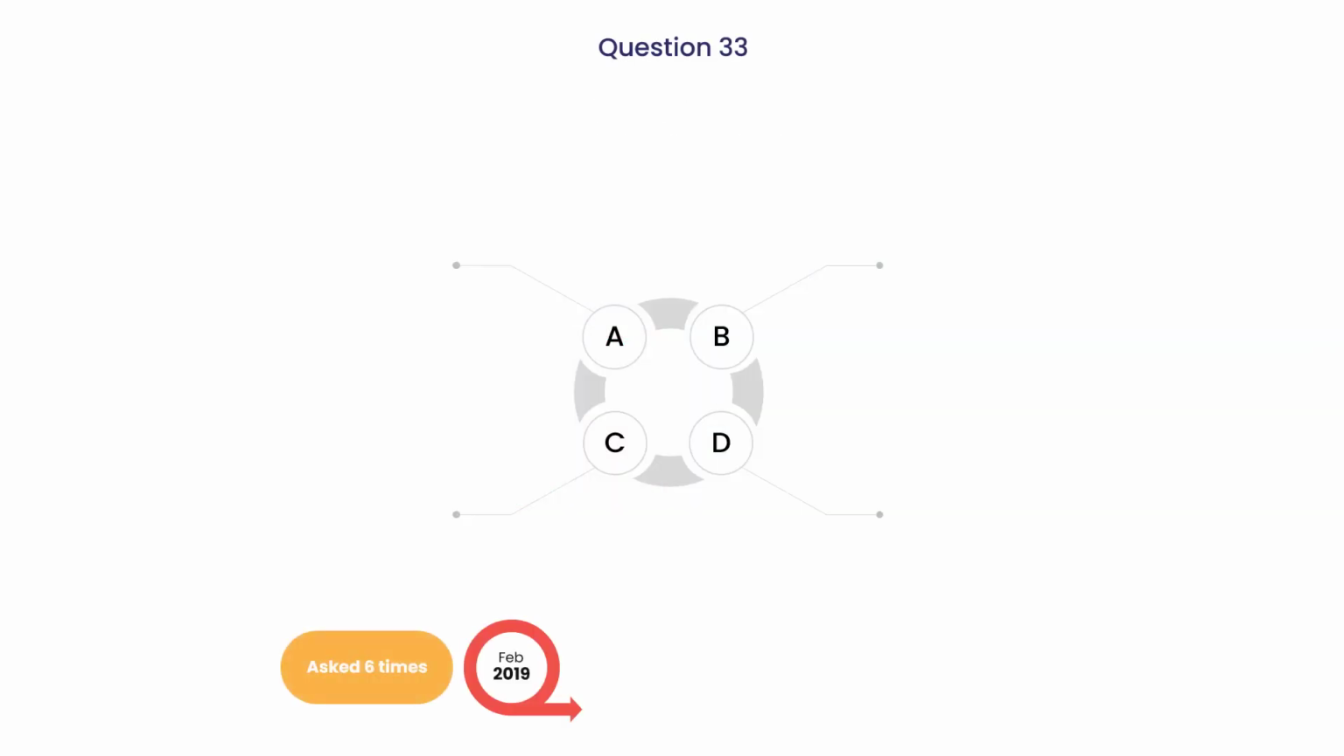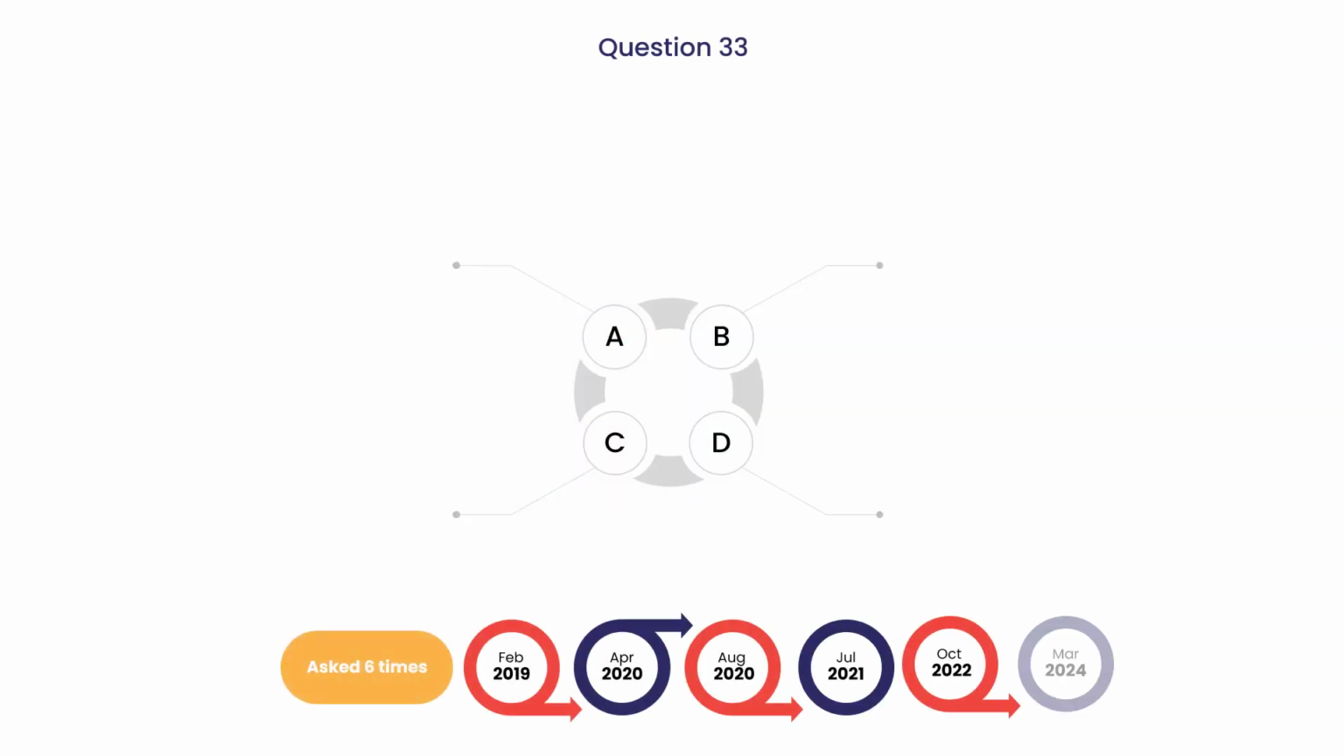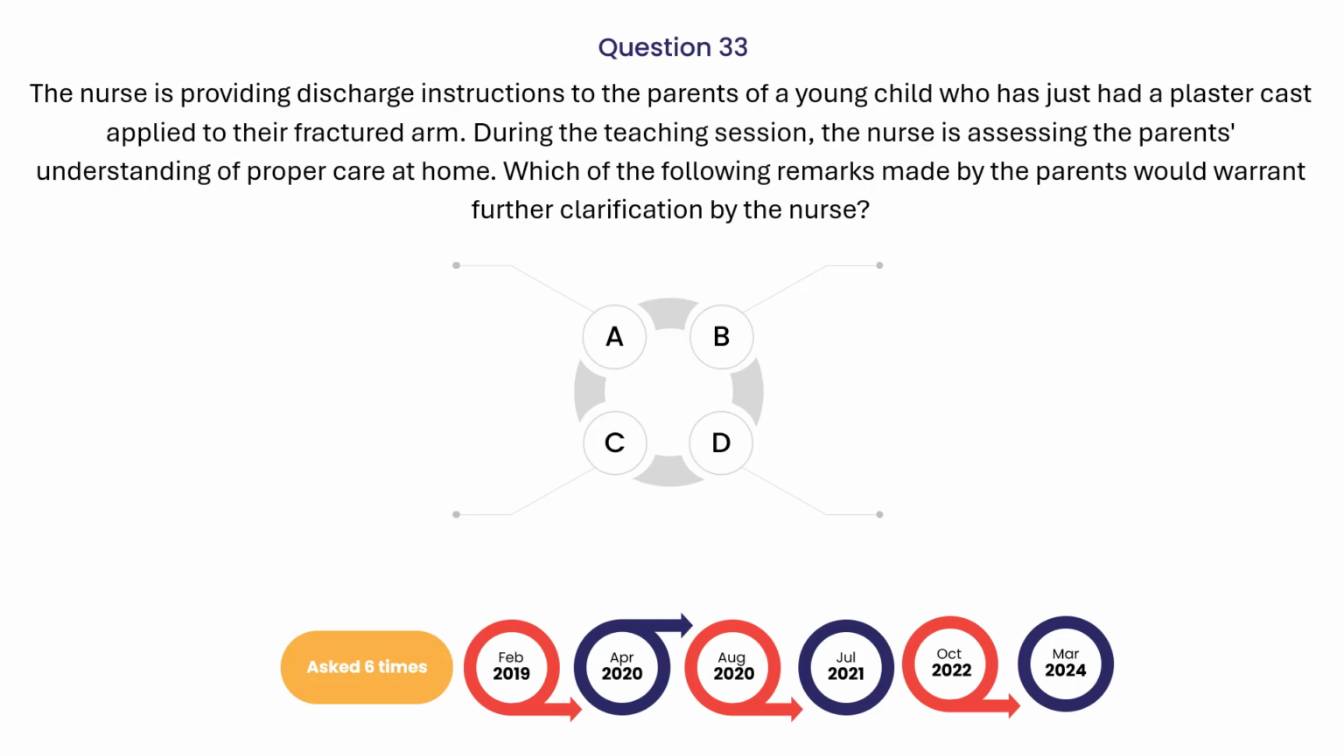This post-cast care question has been asked 6 times in the last 5 years and is important for proper discharge education. The nurse is providing discharge instructions to the parents of a young child who has just had a plaster cast applied to their fractured arm. During the teaching session, the nurse is assessing the parents' understanding of proper care at home. Which of the following remarks made by the parents would warrant further clarification by the nurse? A.